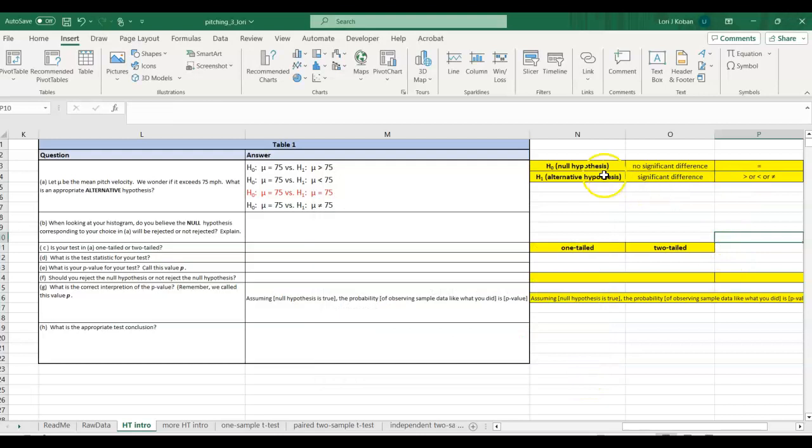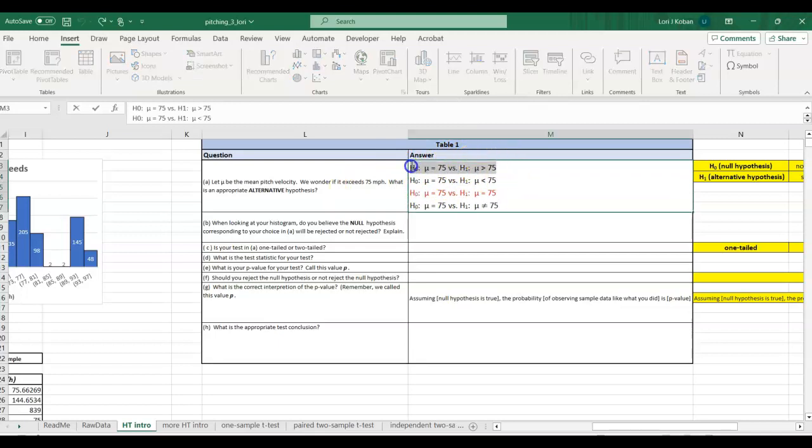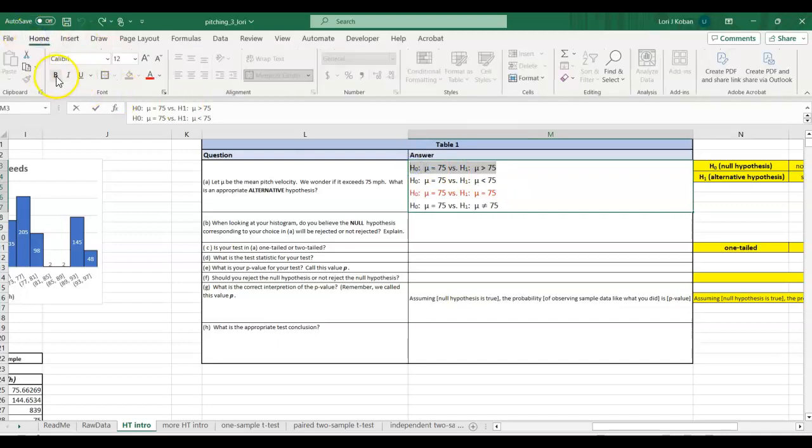Okay, so the null hypothesis is boring. It's just, do we equal this? I don't think there's any significant difference. The alternative hypothesis is saying, or does the data say that the mean is greater than, less than, or not equal to 75? Now for us, we wonder if the mean exceeds 75. So we're wondering, is this true? So this is our alternative hypothesis in this example.